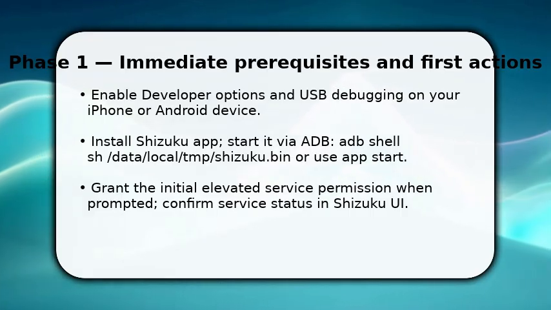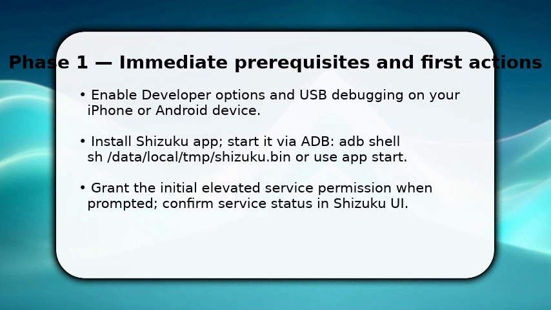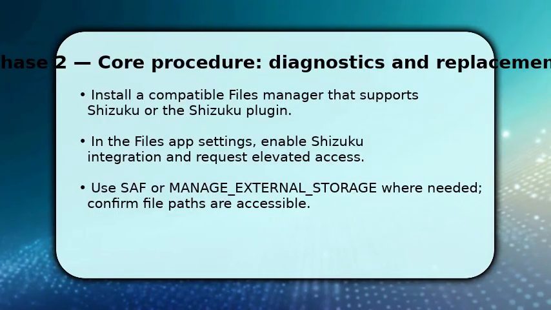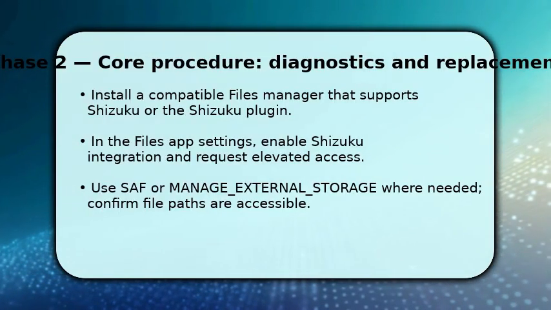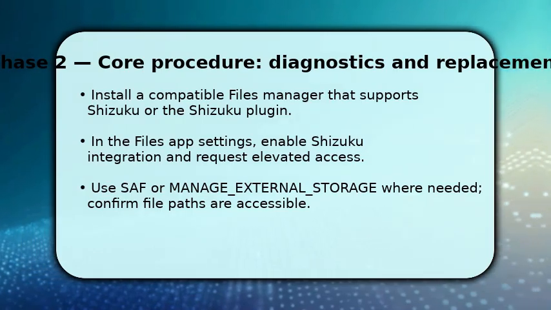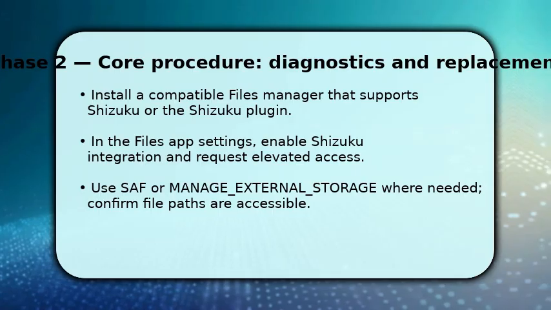This matters because Shizuku gives your files app temporary elevated rights without full root, so you can proceed safely and precisely. Once Shizuku is running, you connect your chosen files app to that elevated service. Open the Files app, go to Integration or Plugins, and enable Shizuku, then request the elevated session.